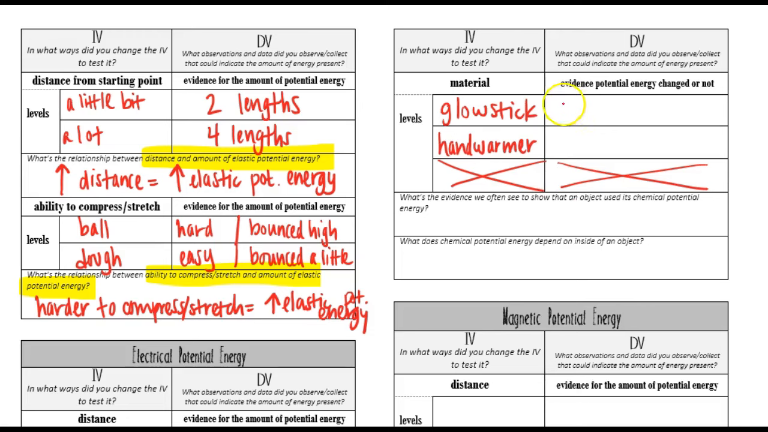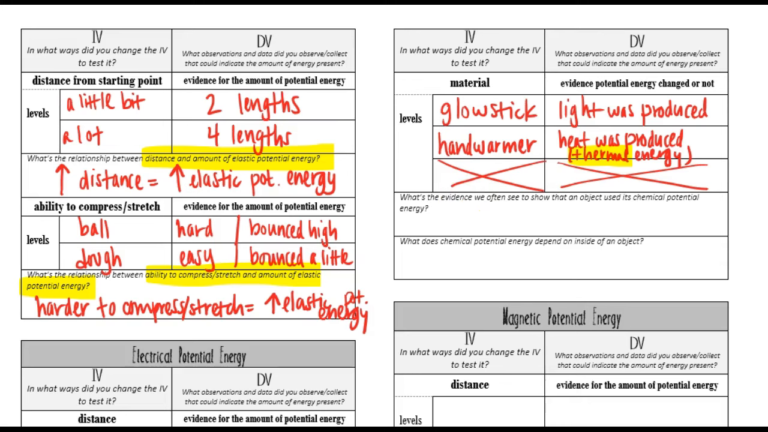So for a glow stick, we saw that light was produced. That's one way that we'll know that there was a chemical reaction, or another way to say that is that the chemical potential energy was being used. So for a hand warmer, heat was produced. But there's also a special way that we talk about heat, and in this case, you do need to know that it's also called thermal energy. Okay, that's an important thing to note.